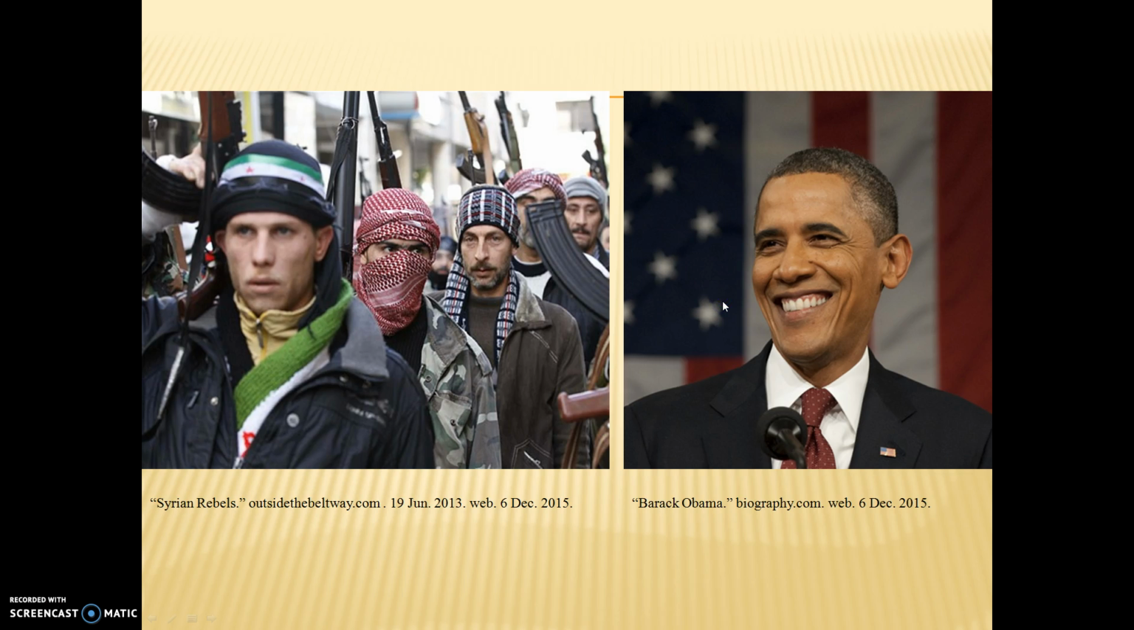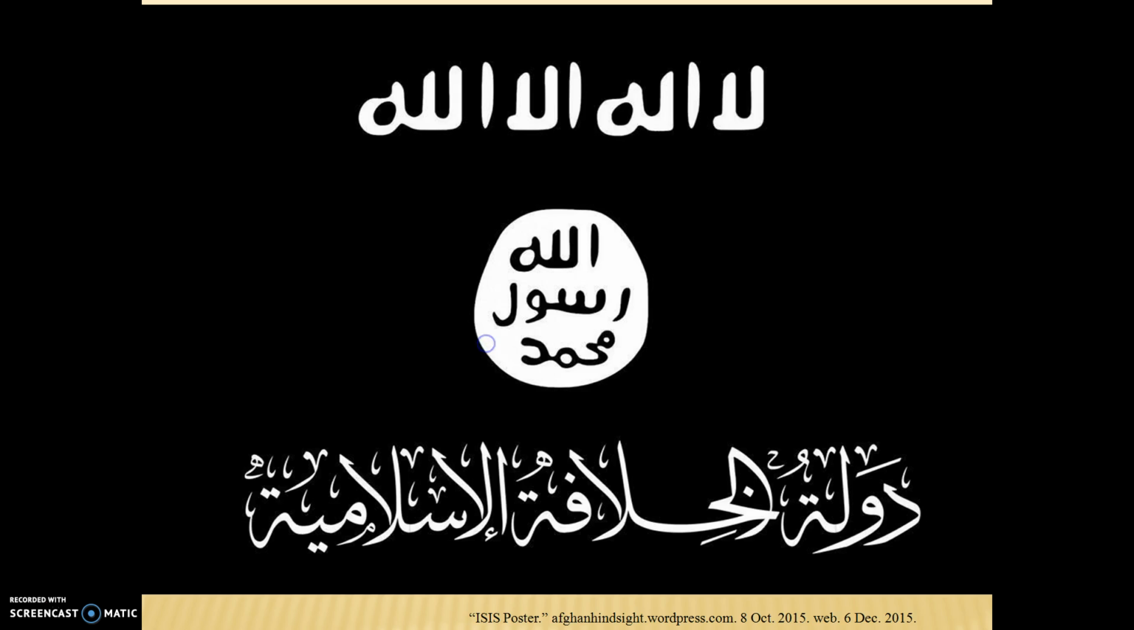On the other side, we have the Syrian rebels, who are mainly a Sunni group that is supported by the United States and Saudi Arabia. But during this time, an extremist Sunni rebel group broke off to form the terrorist group known as ISIS. Now we have the three factions for this war: the Syrian government, the Syrian rebels, and ISIS.